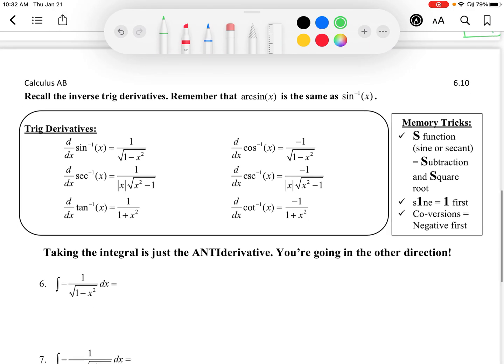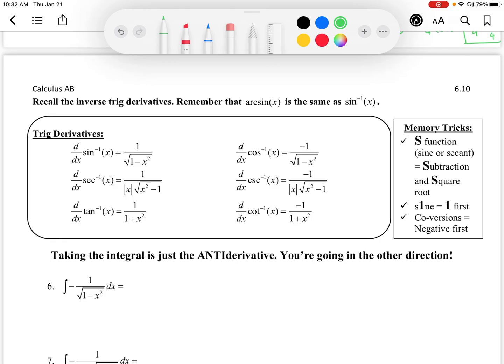All right, so now let's look at some inverse trig derivatives. So if we're talking about inverse, remember that it can also be written as like arc sine instead of sine to the -1. So make sure you know, like on the multiple choice section of the AP test, that it could look like either of those. And then there's a memory trick over here. So S function, so sine or secant, means that you're subtracting and there's a square root. So sine, I've got a square root and I'm subtracting. Secant, I've got a square root and I'm subtracting. For the sine, the 1 comes first. So we've got 1 minus x squared; for secant, it's x squared minus 1.